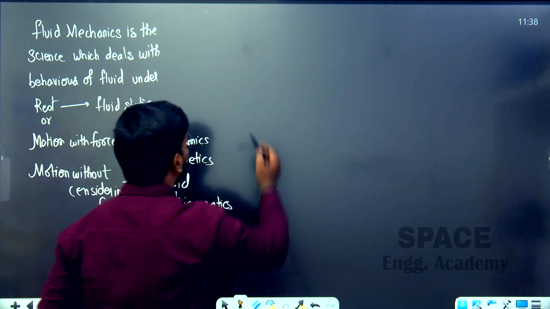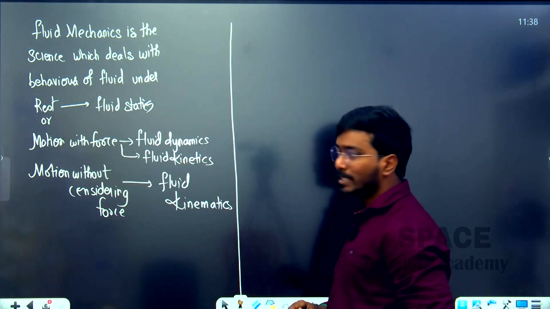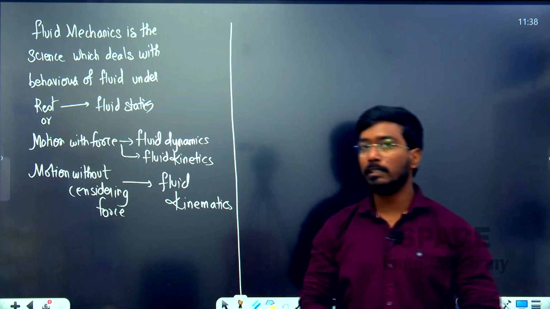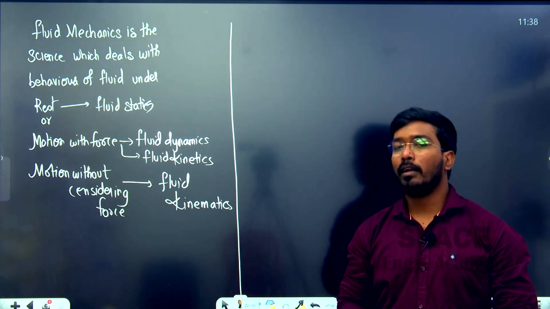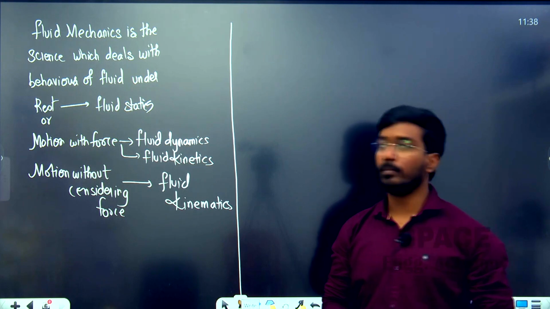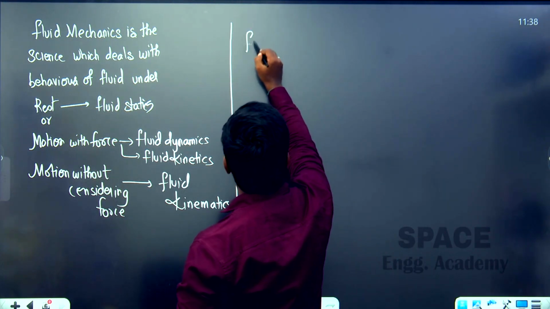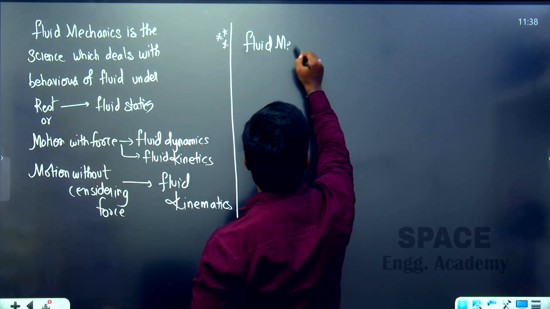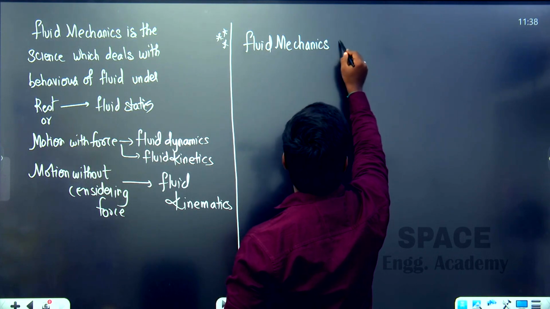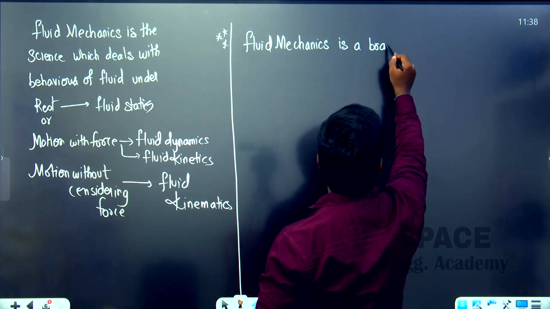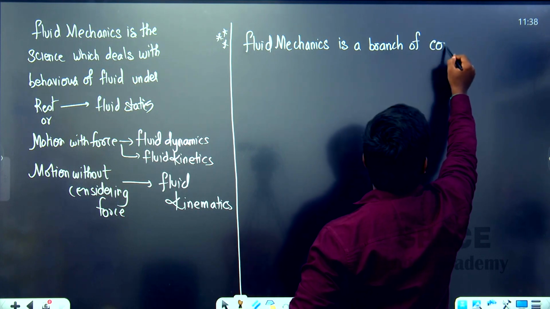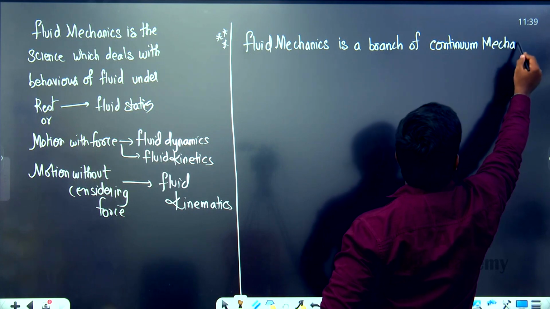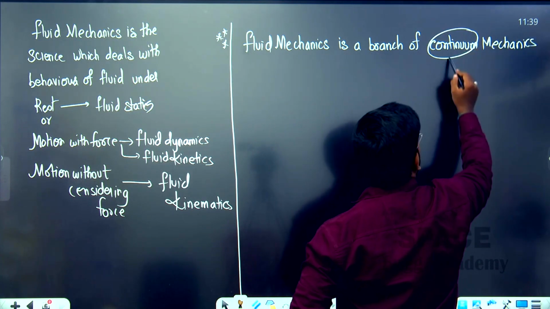Just for the sake of understanding I have written it here, but what is the main definition we need to bother about, where we can see the question in the Public Service Commission, GATE and ESE? From this part, the definition of fluid mechanics, the question is going to appear. So fluid mechanics is a branch of continuum mechanics. This is what we need to focus on here, this is an important one. Fluid mechanics is a branch of which mechanics? Continuum mechanics. What is the meaning of this continuum?